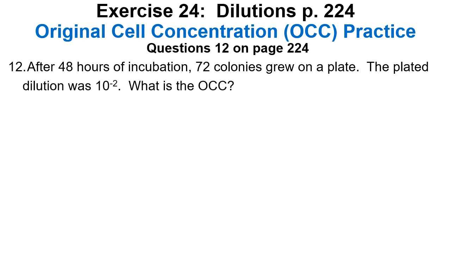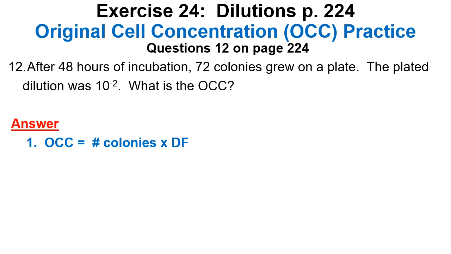So the first thing you need to ask yourself, what is the formula? Again, those 4 formulas on that previous slide are crucial. You need to know the formula. So you need to use the OCC formula. So the answer is OCC is the number of colonies times the dilution factor.